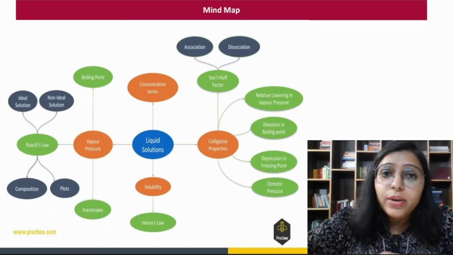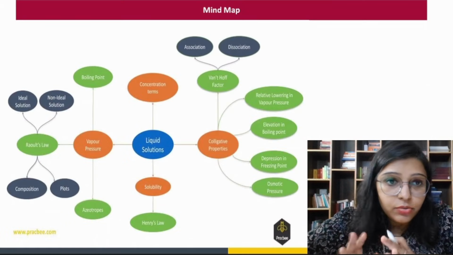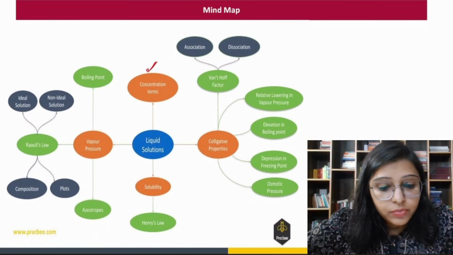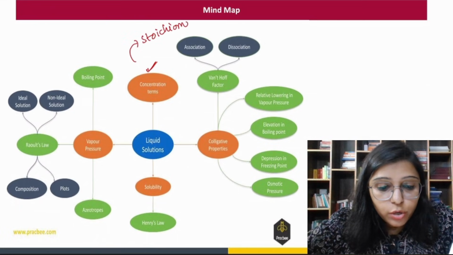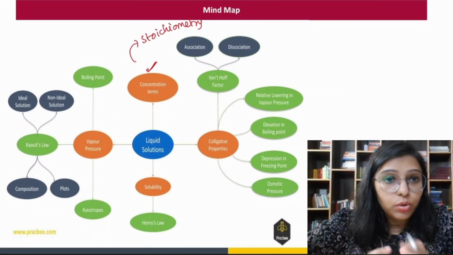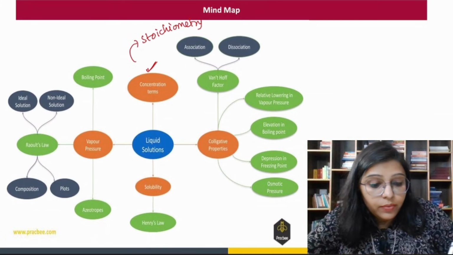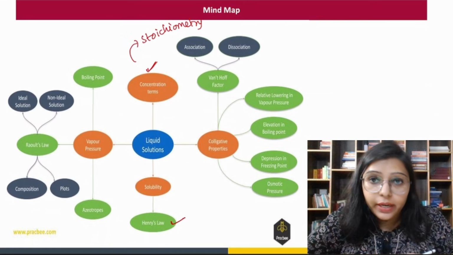Okay. Now let's discuss the mind map. So in liquid solution, first we have the concentration terms, and the concentration terms we have already discussed in the stoichiometry part. Right. So I'm not going to repeat concentration terms questions over here. Then we have the solubility, solubility of gas in a liquid. We are going to apply Henry's law, right?